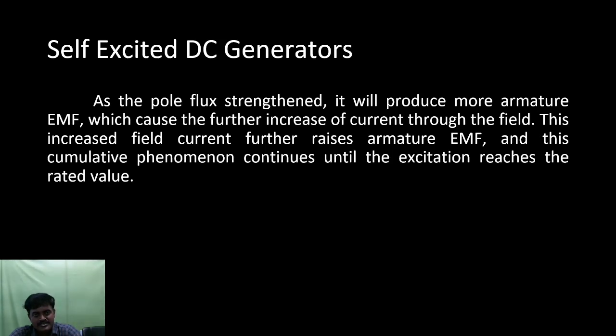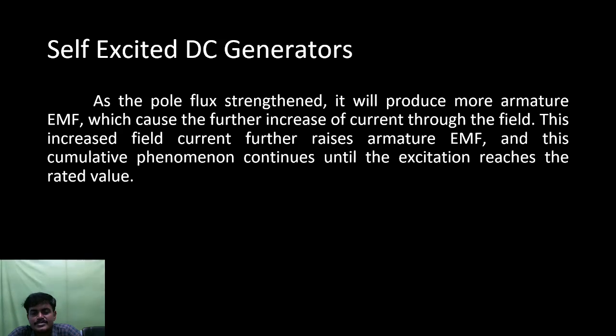The excitation coil strengthens the flux from the previous one and increases the voltage level from the previous one. Again this process continues until we get the desired amount of voltage. That's why this point is discussed here.